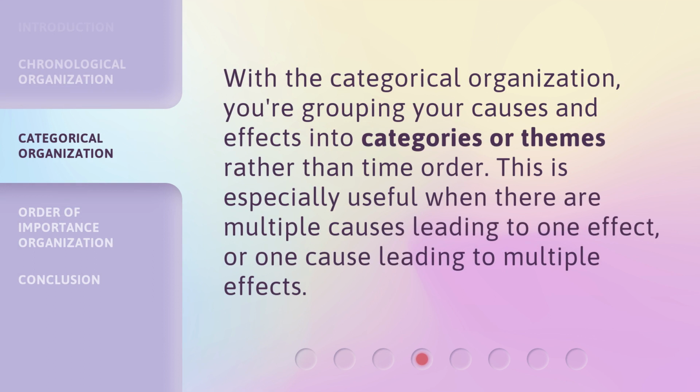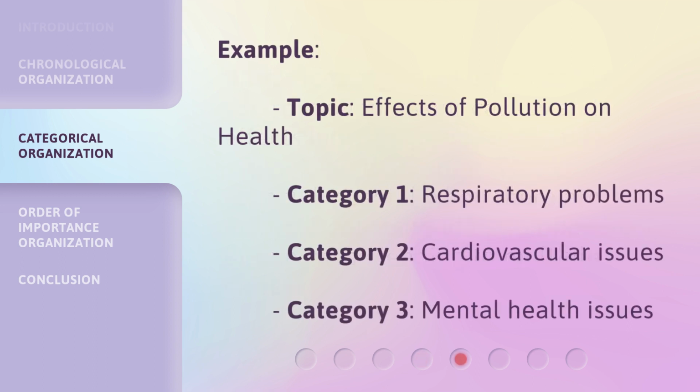With the categorical organization, you're grouping your causes and effects into categories or themes rather than time order. This is especially useful when there are multiple causes leading to one effect, or one cause leading to multiple effects. Example: topic: effects of pollution on health. Category 1: respiratory problems. Category 2: cardiovascular issues. Category 3: mental health issues.